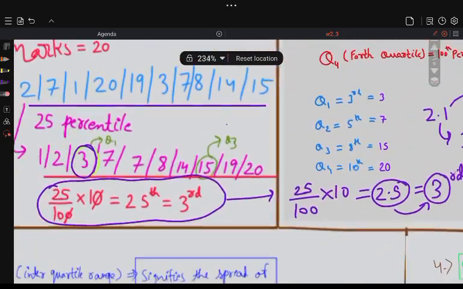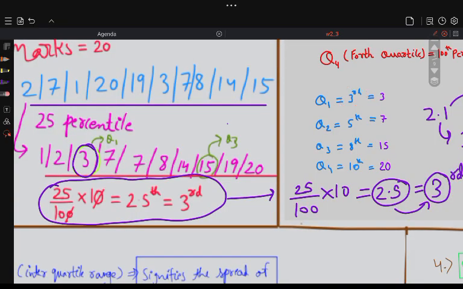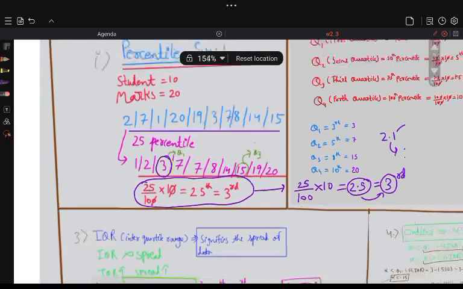Now see, we saw that Q1 is at the third position, as we calculated above. The student at the third position scored 3, so 3 is the answer. The person at the fifth position scored 7, so 7 is the answer. The person at the 8th position scored 15, so 15 is the answer. And the person at the 10th position who got the maximum marks scored 20, so 20 is the answer for Q4. And similarly we calculated for each one.